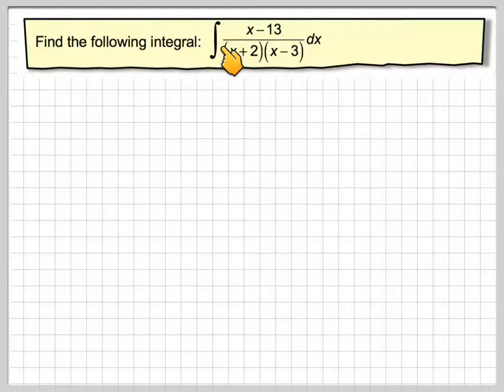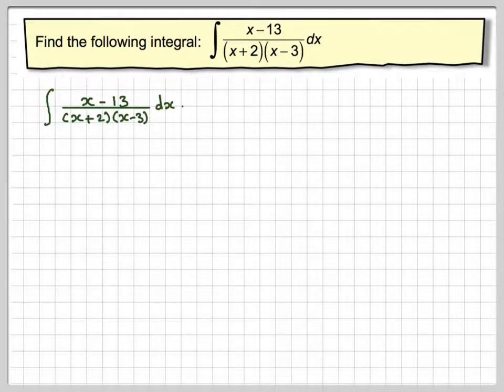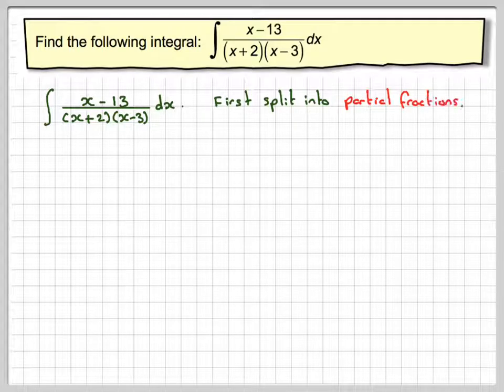Find the following integral: the integral of (x - 13) over (x + 2)(x - 3) dx. So let's just write that down. Before we can actually integrate this, we've got to split this bit here into partial fractions. So first split it into partial fractions.